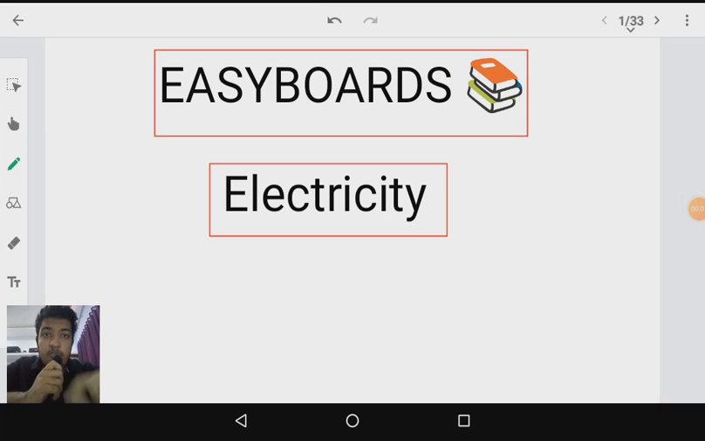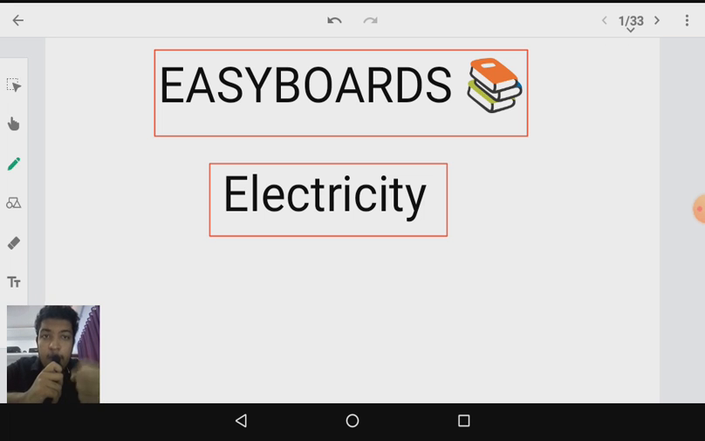Today we are going to start with the next chapter, which is the first chapter of physics, which is electricity. Now this is a comparatively lengthier chapter and a very important chapter as well, and this stands as the most fundamental chapter for class 12th physics also.